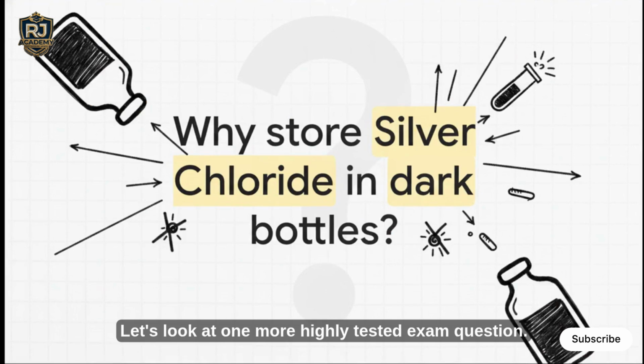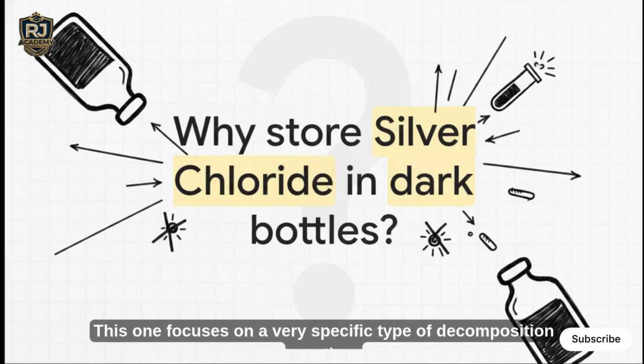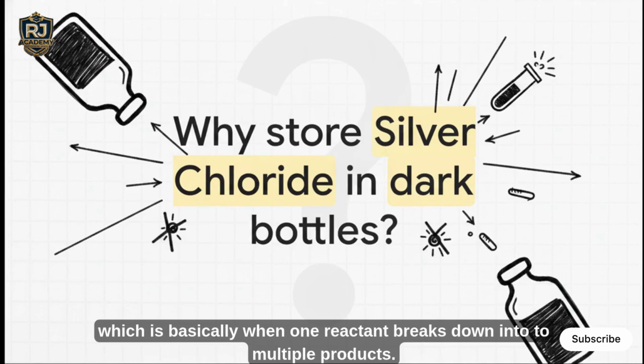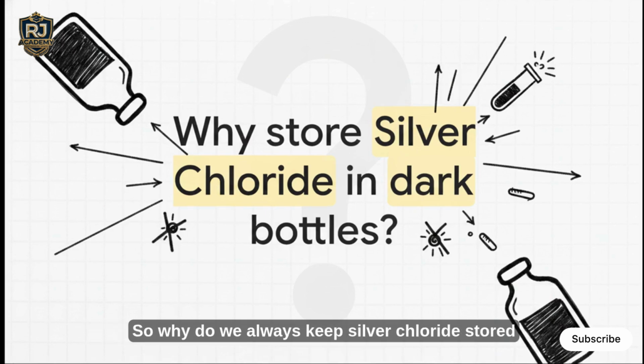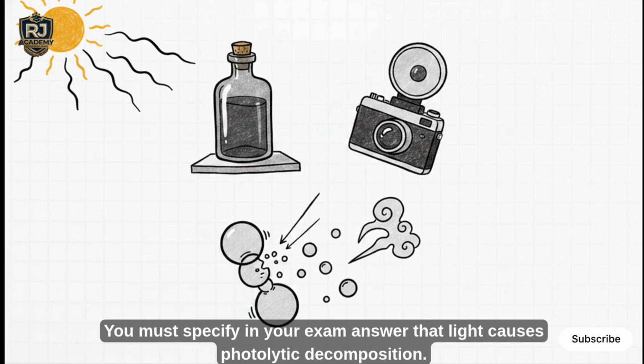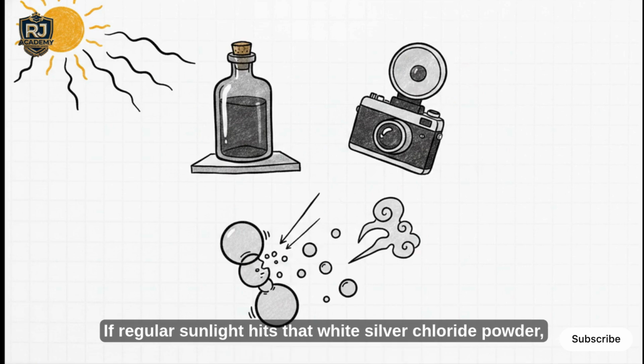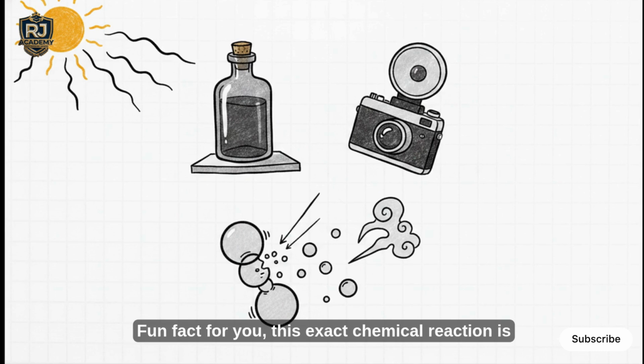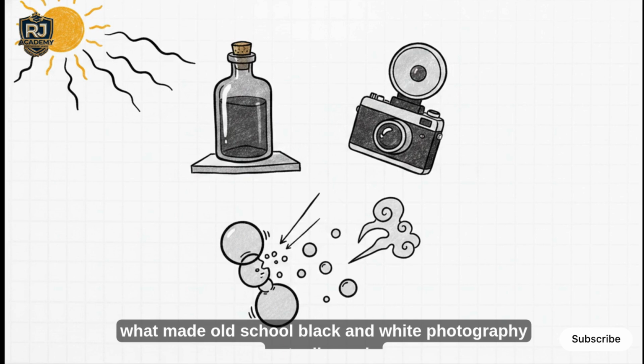Let's look at one more highly tested exam question. This one focuses on a very specific type of decomposition reaction, which is basically when one reactant breaks down into multiple products. So why do we always keep silver chloride stored in dark black bottles in the chemistry lab? The answer is that light actually acts as the energy source here. You must specify in your exam answer that light causes photolytic decomposition. If regular sunlight hits that white silver chloride powder, it breaks the chemical bonds, releasing chlorine gas and leaving behind bare gray silver. Fun fact for you, this exact chemical reaction is what made old-school black and white photography actually work.